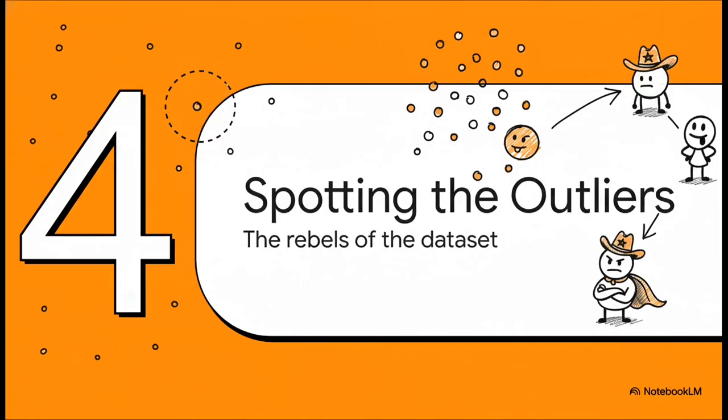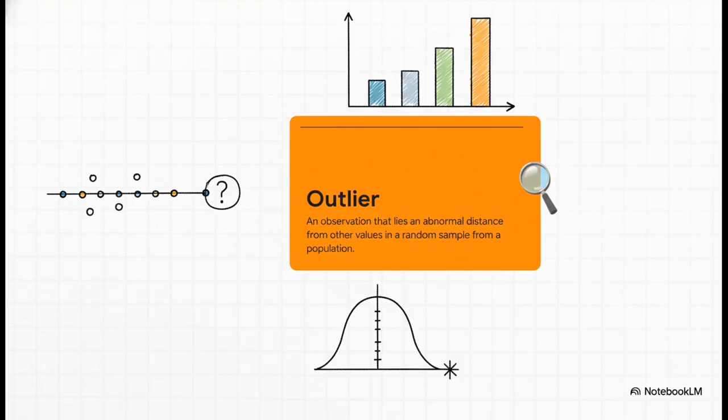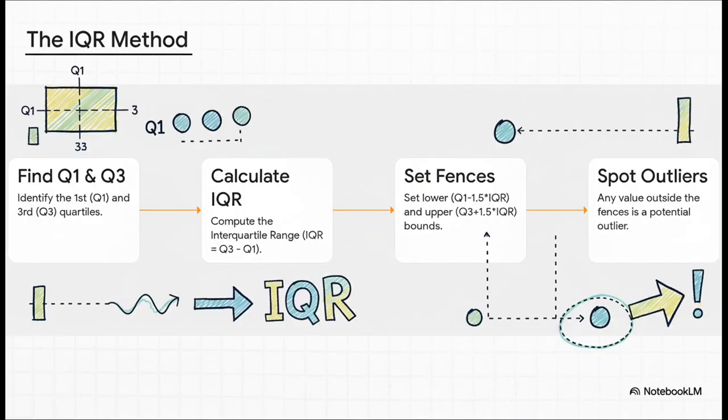All right, we are getting so close to cracking this case. We're on to our final clue, the big reveal. It's time to spot the data points that just don't fit in. We're going after the rebels of the dataset, the outliers. So what is an outlier? It's basically any data point that just seems, well, out of place. It's sitting an abnormal distance away from everyone else, and you have to pay attention to them. Why? Because they can totally throw off your results, especially the mean. Or, and this is the really cool part, sometimes that weird data point is actually the most important discovery you'll make. So how do we find these rebels without just eyeballing it?